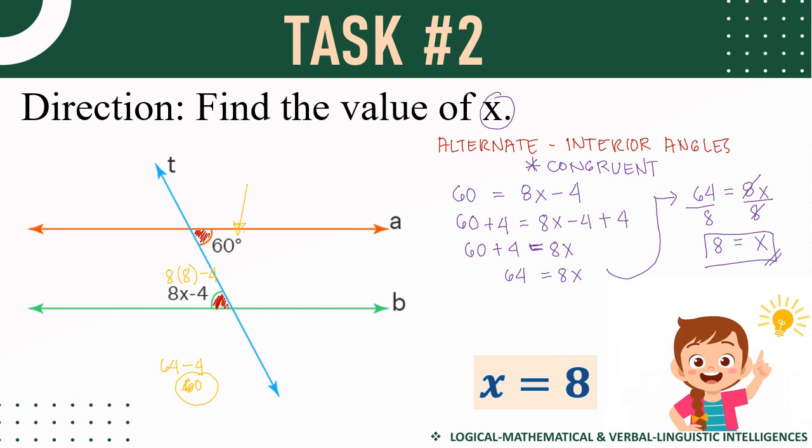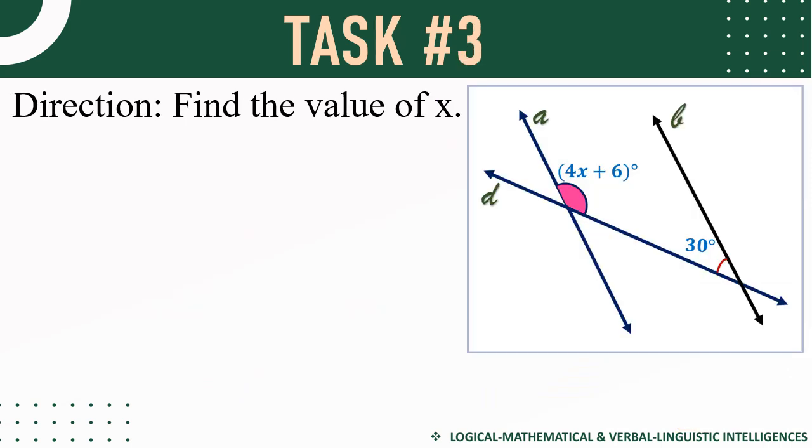We are able to find out that if our value of the variable is 8, then we can actually have an angle measure which is both 60 degrees. Alright, so that means we got the correct answer for our value of x. Alright? Alright, so how about our task number 3?